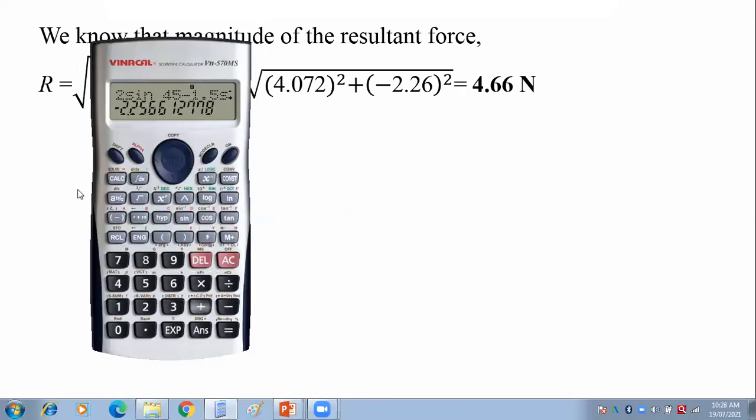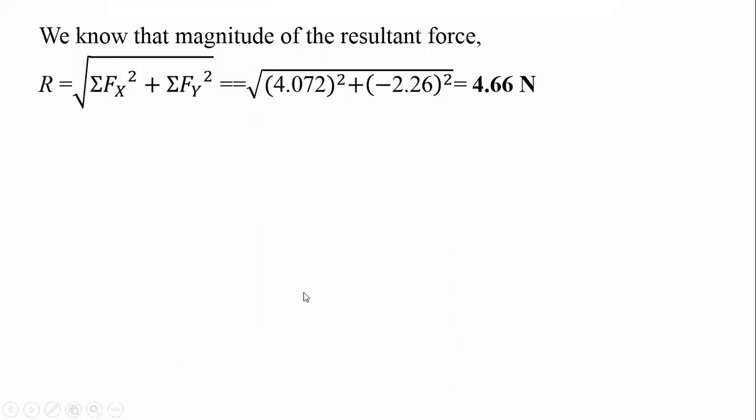we may use the pole function. To use the pole function, shift this button, you'll be getting the pole value. Now 4.072 comma 2.26 bracket complete, you'll be getting the answer 4.66 kilonewton. This will be the value of your resultant force.